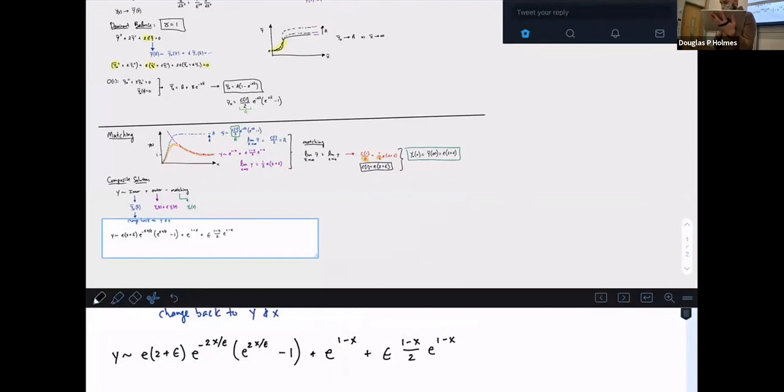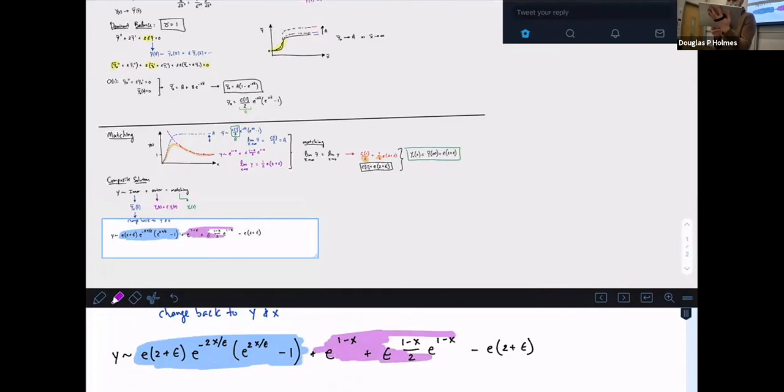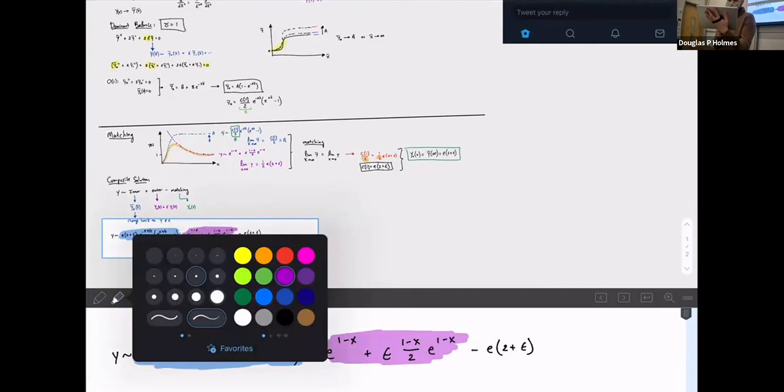And I'm subtracting off the matching condition, which is E times 2 plus epsilon. Let me just highlight these for you. Inner. Outer. And matching.